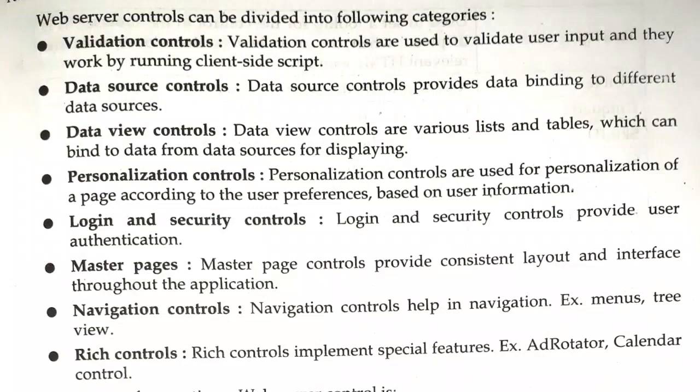So basically web server controls can be divided into the following categories. We are having validation control, then data source control, then data view control, then personalization control, login and security control, master pages, navigation control, and rich control. All these categories we are going to learn till unit number 5. So in chapter number 5 we are going to learn about navigation controls, rich controls, and validation controls. So these many controls are there in chapter number 5 which we are going to learn.